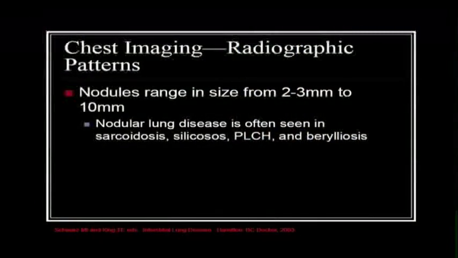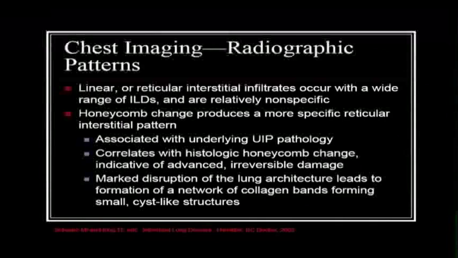Nodules can range in size between 2 to 3 millimeters up to 10 millimeters. And nodules in interstitial lung disease are commonly seen in sarcoidosis, silicosis, Langerhans cell histiocytosis, and berylliosis, which sometimes can mimic sarcoidosis. Linear or reticular interstitial infiltrates occur with a wide range of interstitial lung diseases and are actually quite nonspecific.